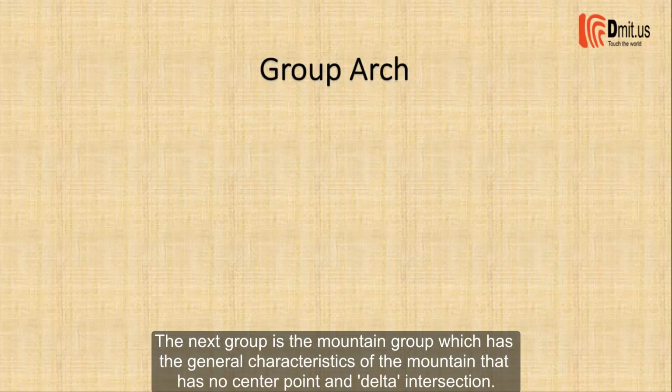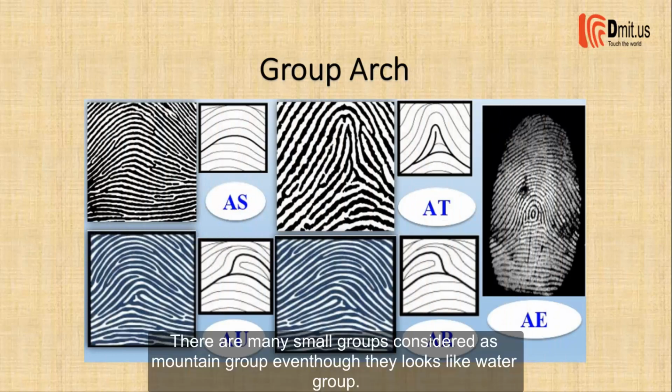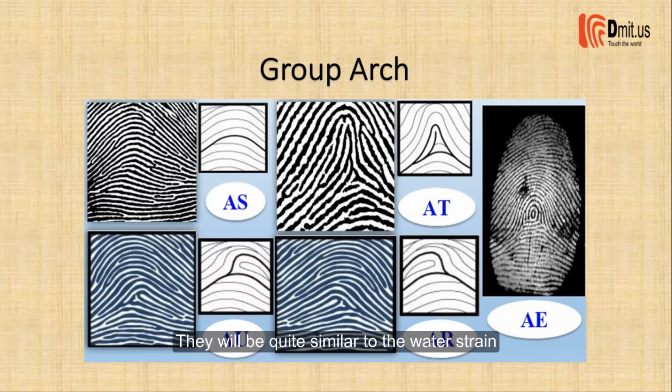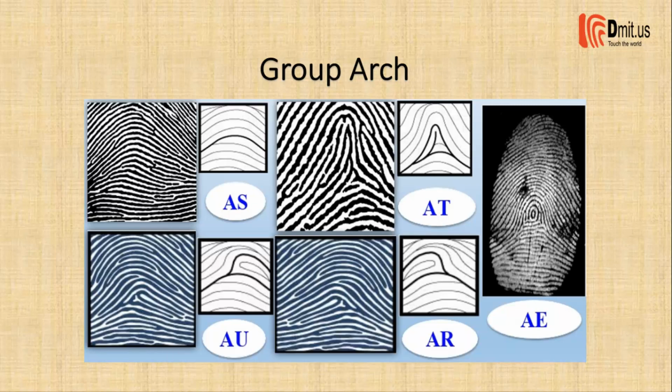The next group is the mountain group, which has the general characteristic of having no center point and no delta intersection. There are many small groups considered as mountain group, even though they look like the water group. They will be quite similar to the water strain, but the distance from the intersection to the center is extremely close, under 5 lines, so they are classified into the mountain group.